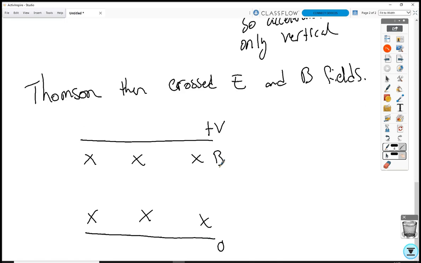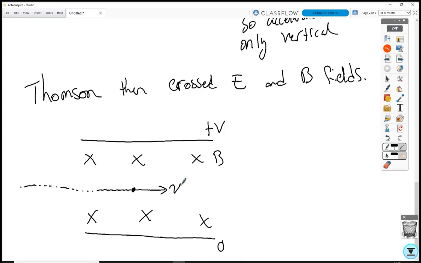So now what happened is when the electrons came to these plates, they continued horizontally without a deflection. So he adjusted both his fields until he got this effect where the electron just passed straight through with zero deflection. So what was happening here?